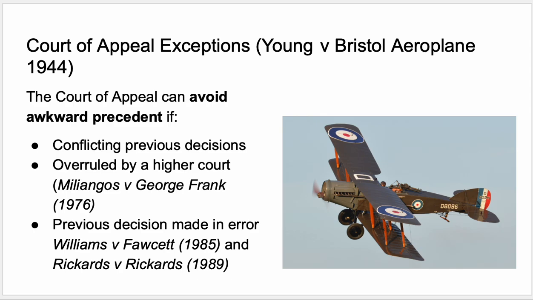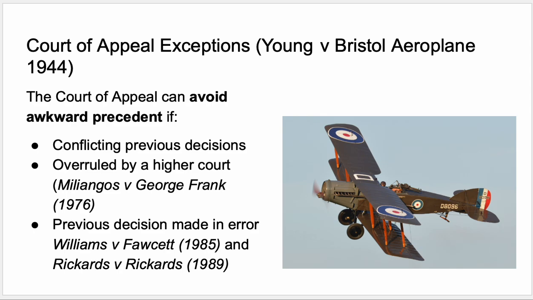So, oh dear, what do we do? And so it raised a very important legal question. Does the Court of Appeal always have to follow its own past decisions, even if they contradict each other? And to answer this, the court then clarified 3 exceptions. And now these are known as the Young exceptions, and they're really useful when talking about courts avoiding awkward precedents. For example, so the first of these is conflicting previous decisions.